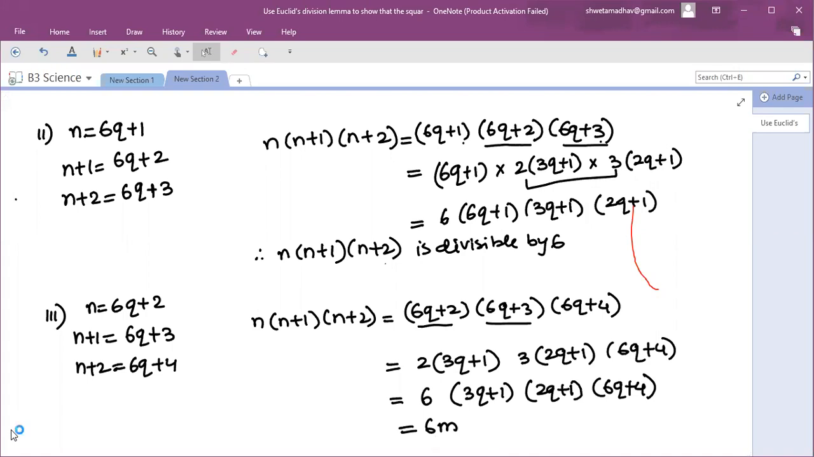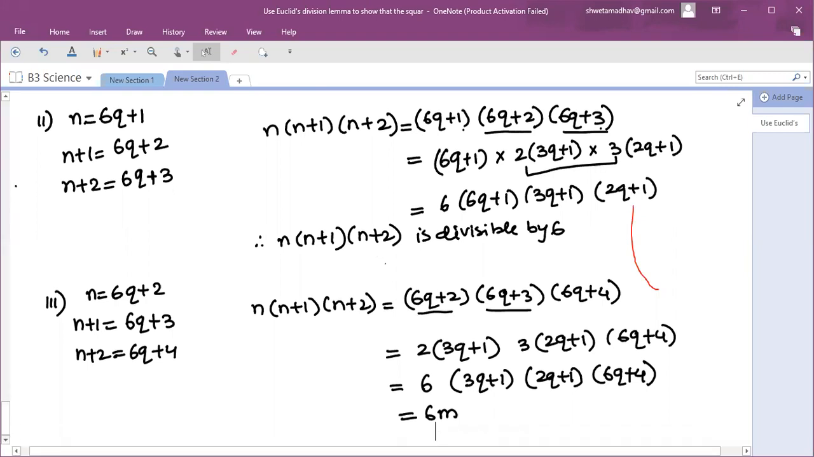3 is third, 4, 5, 6. So remainder 2, I have shown till remainder 2. Then remainder 3, then remainder 4, and remainder 5. After this you will get 6 as common from all the remaining three. 6q plus 6 is one of the terms you will get. So from that directly you can write 6 out.